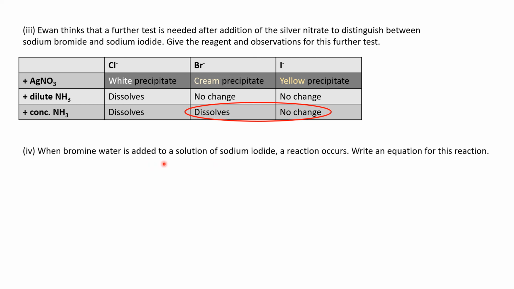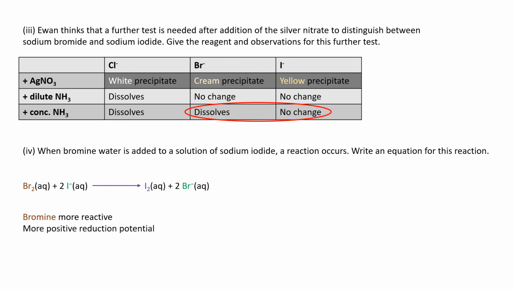And when bromine water is added to a solution of sodium iodide, a reaction occurs. Well, what happens is that the bromine atoms want electrons more than the iodide do. So they pinch the extra electrons from the iodide to make bromide, leaving behind iodine. Bromine's more reactive because it wants to be reduced, to go from bromine atoms to bromide anions, more than iodine wants to go to iodide.